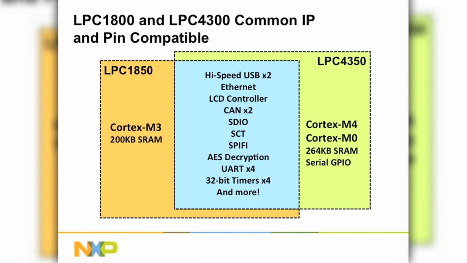It's worth mentioning the 1800 and the 4300, as I said, were designed in parallel, so virtually identical. But I wanted to go back to the advertised topic for this session, which is how do I make that decision?